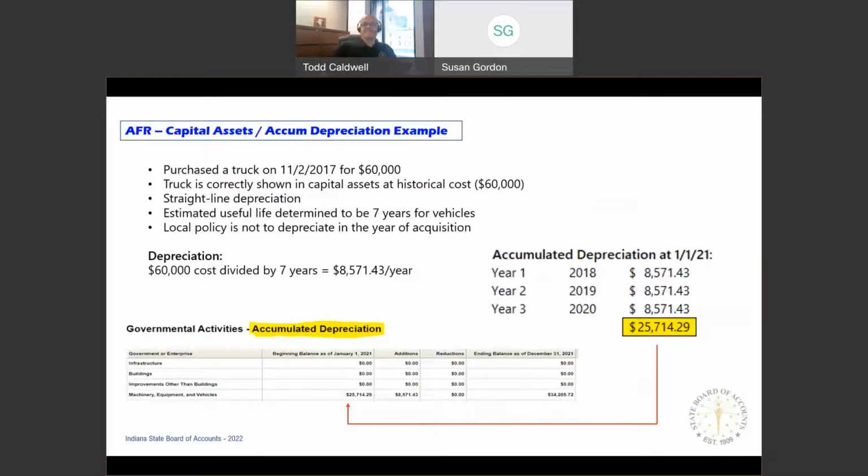So now that I've shown you that, let me take a look at a very simple example, and it involves, say, the town of Toddville, and I only have one capital asset, and it's a truck. That truck was purchased in 2017 for $60,000. The truck is, for our example, correctly shown in the capital assets at historical value, which is $60,000. We use straight line depreciation. We've determined the estimated useful life is 7 years for vehicles.